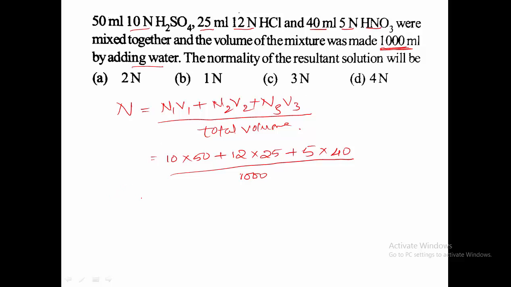So upon simplification you will get the normality of the resultant solution as 1N. One normal solution ನಿಮಗೆ ಸಿಗುತ್ತೆ. So which option is right here? Option B is the right answer.